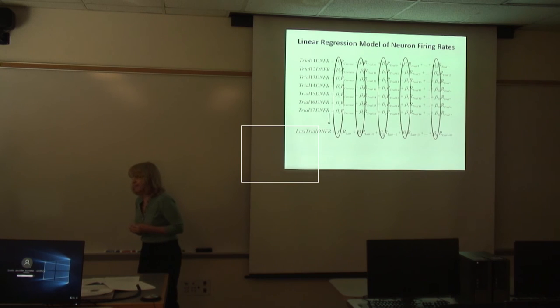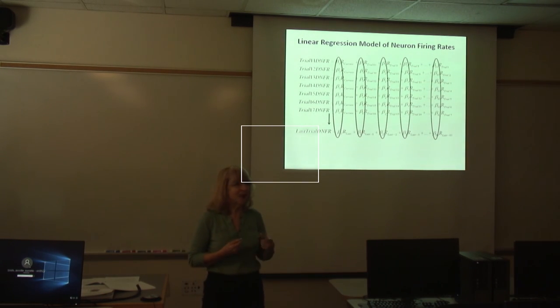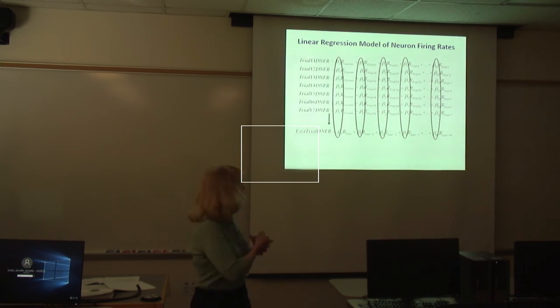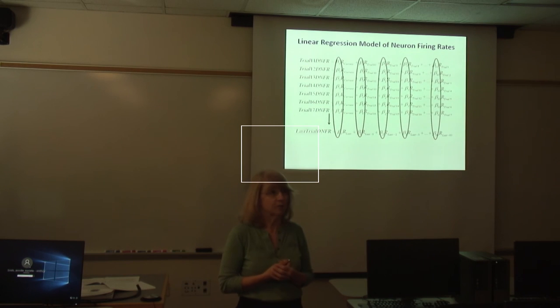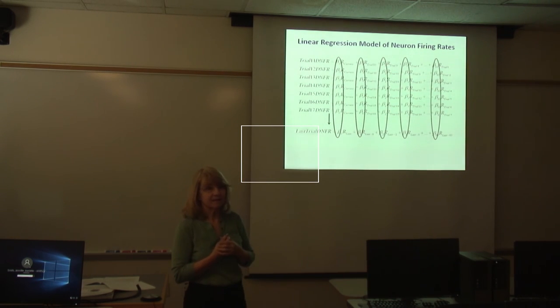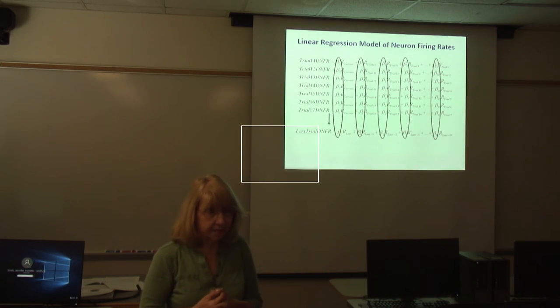Okay? Does anybody, just off the top of your head, have any guesses as to how many times the monkey might subconsciously remember rewards? 1, 2, 3, 4, 5, 10, 12? Do you think all those betas will be zero? Will all those betas be non-zero? How many of those betas might be non-zero? Are all of them non-zero? That's a good guess. That's what they initially guessed.